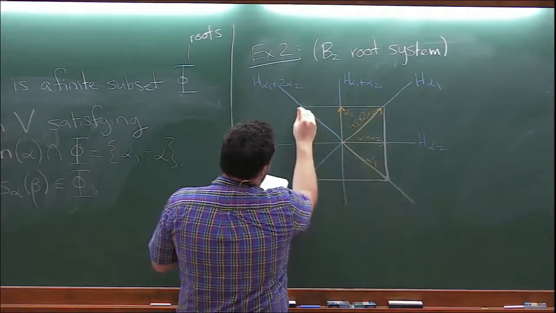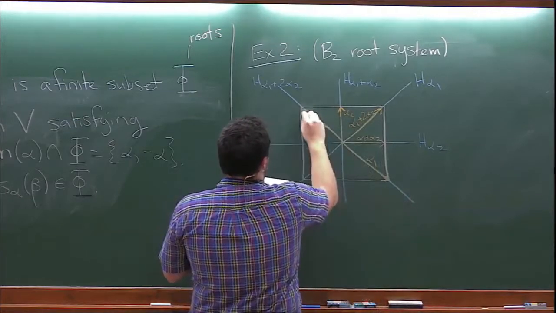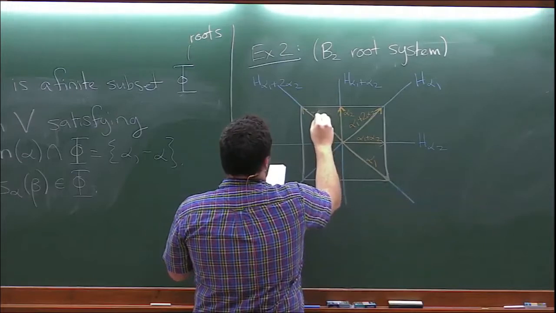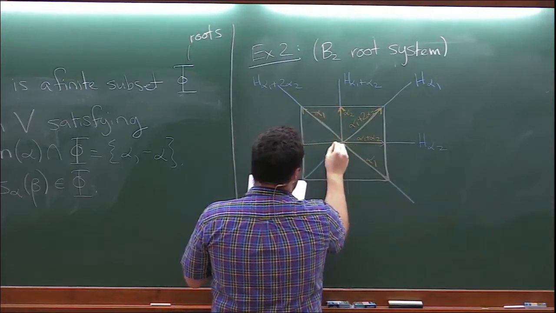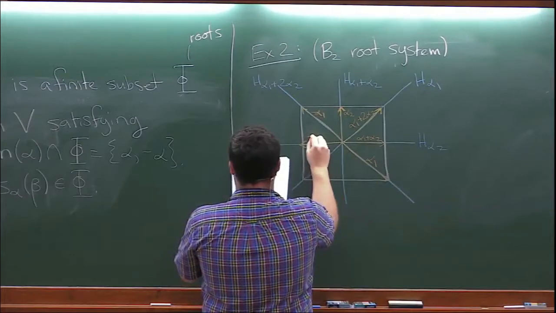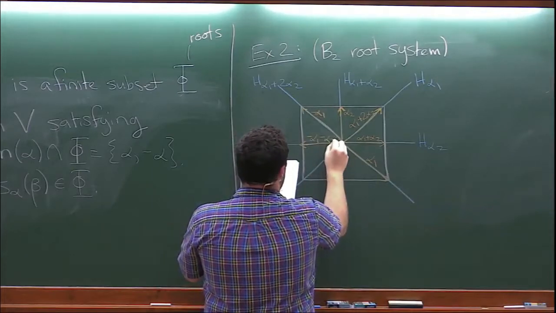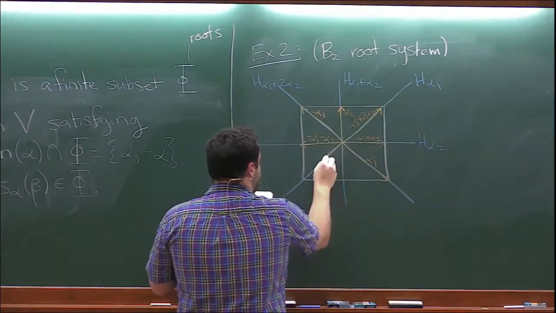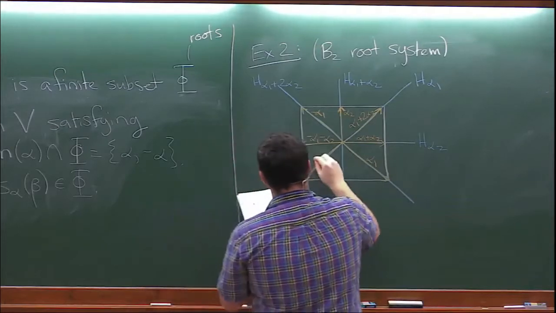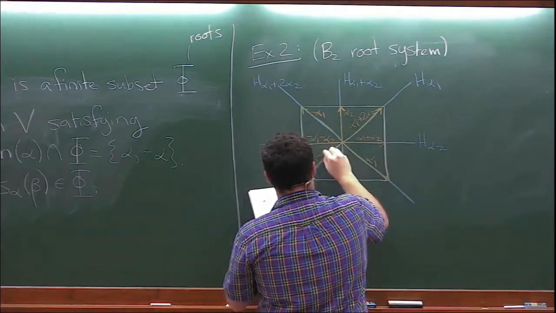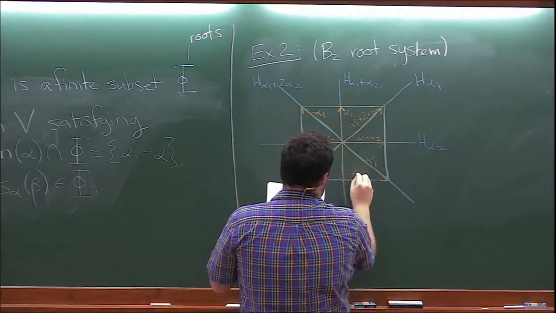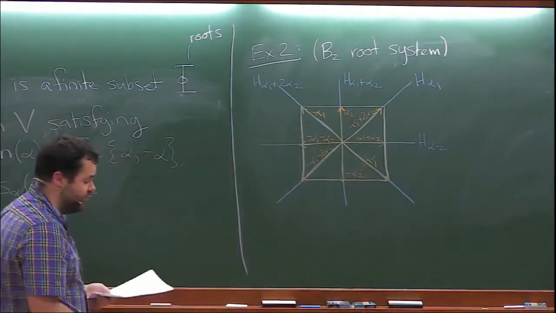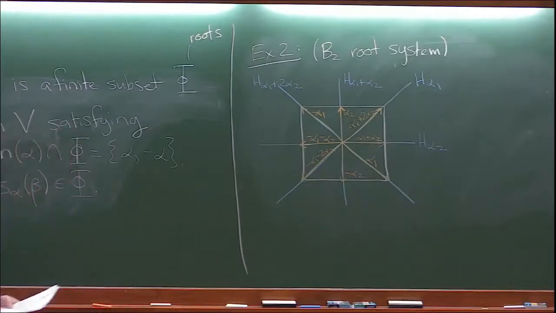This one's the negative of this one, negative alpha 1. This one's the negative of that one. So this is negative alpha 1 minus alpha 2. And this one is the negative of that one, and that's the negative of alpha 2. So this is called the B2 root system. I just wanted to show you some examples.